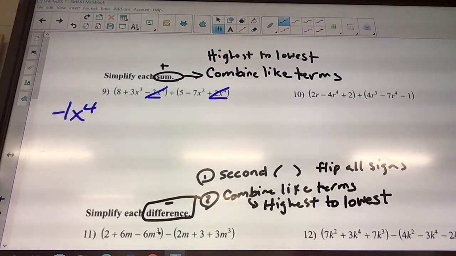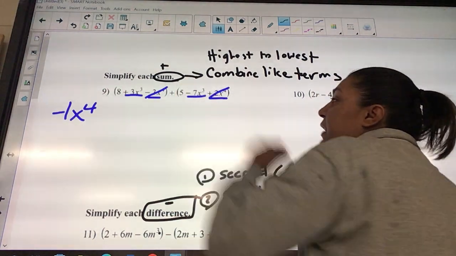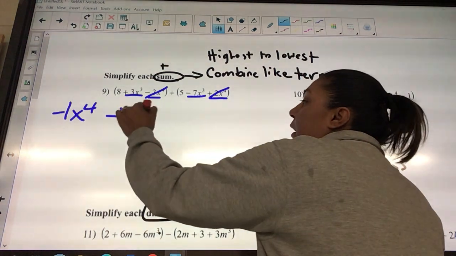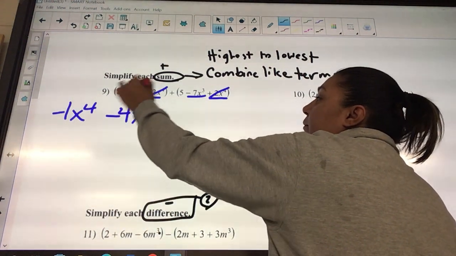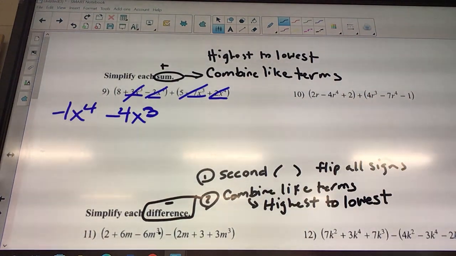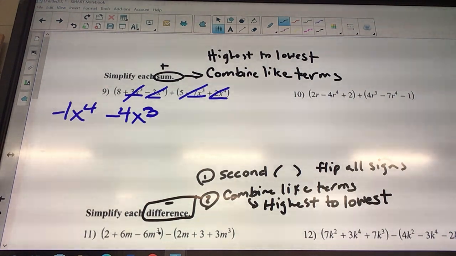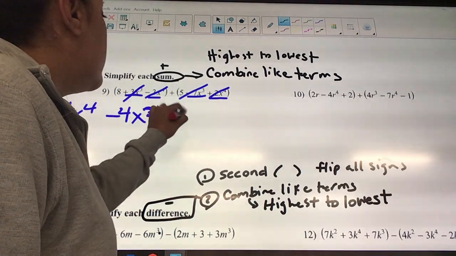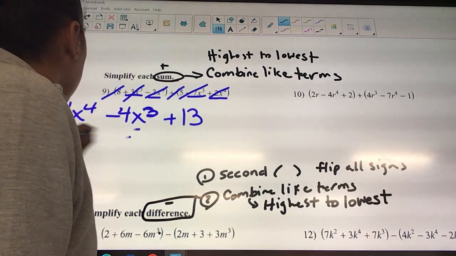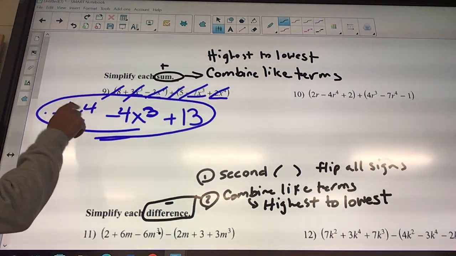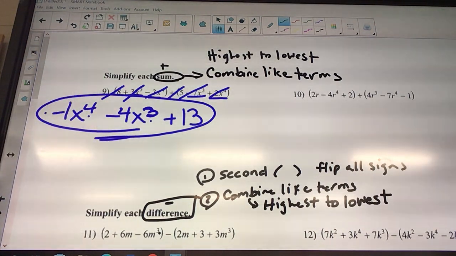What is the next highest exponent? x3. Okay, so I can combine a positive 3 and a negative 7. What is that going to give me? Negative 4x3. Okay, and then lastly, I can combine my just numbers. So I can combine the 8 and the 5. What is that going to give me? 13. Okay, so again, we combined our like terms and we did it from highest to lowest exponent. So it goes x4, x3, there's no x2s, there's no x1s, and then just numbers.